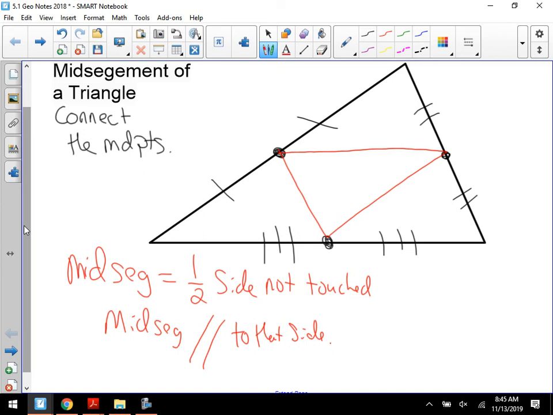So a triangle has 3 midpoints. Mid-segments connect them. That means this mid-segment doesn't touch this bottom part, does it? This mid-segment doesn't touch this part, and so on. If this whole side is 12, how much is this portion? 6.